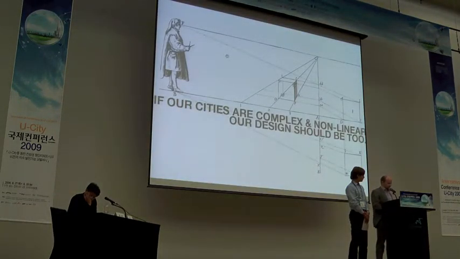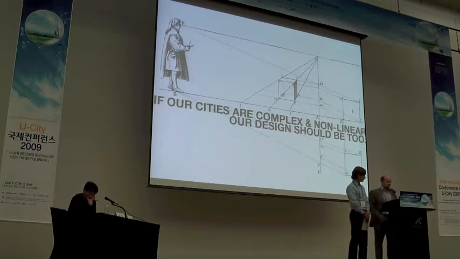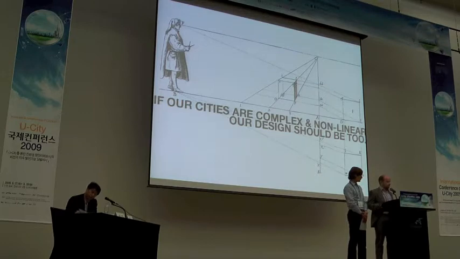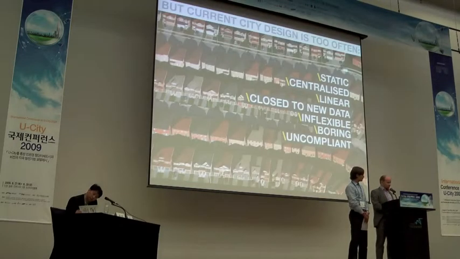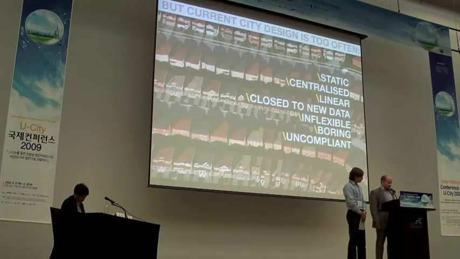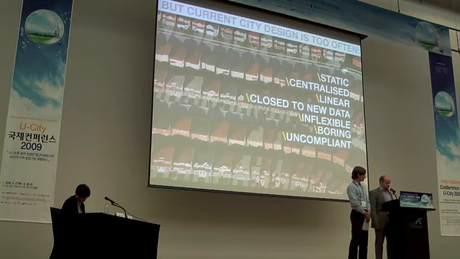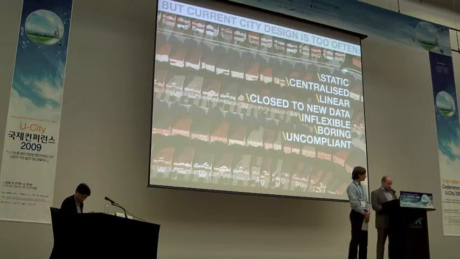So if our cities are complex, non-linear and interconnected, what my colleague and I would like to argue today is that our design should be complex and non-linear. Current city design, however, if we look at examples from around the globe, isn't really complex for the most part and is fairly linear. In fact, I would describe it as static, centralized, linear, closed to new data, inflexible, frankly boring if you look at the image in front of you, and uncompliant.